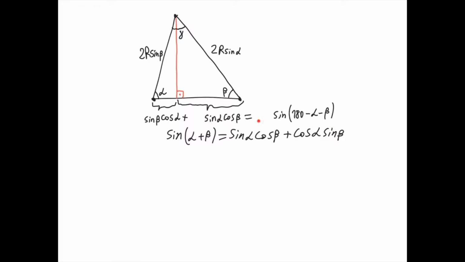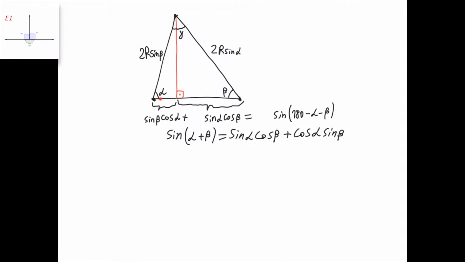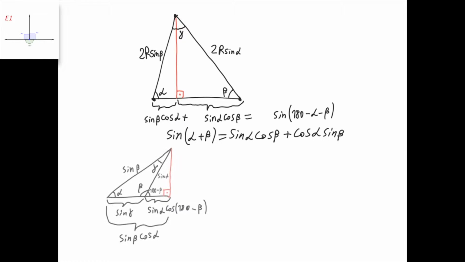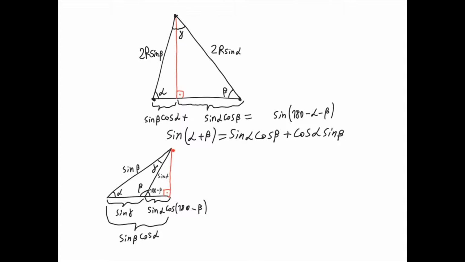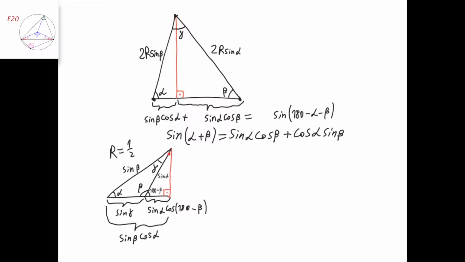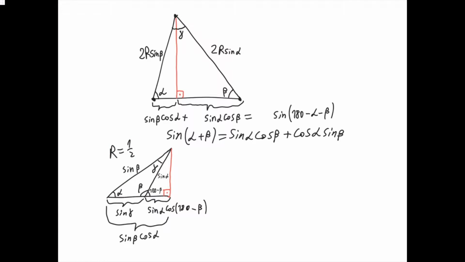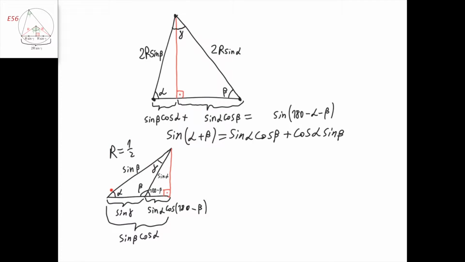Now let's show that this formula is true not only for acute angles alpha and beta, but also, for example, if beta is obtuse. Suppose this is our triangle, where angle beta is obtuse, then this is the altitude in the triangle. We're going to assume that this triangle has a circumradius of 1/2, and therefore, from the law of sines, this side is sine of beta, because 2 times r is just 1.